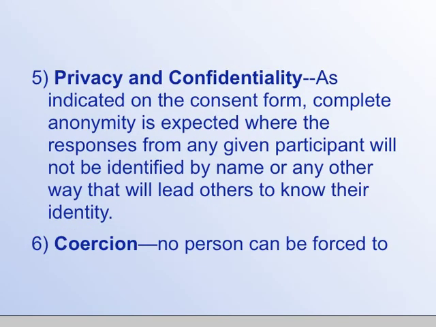Okay, privacy and confidentiality. The only people who are supposed to know the true names are the actual researchers. In all published information, it's absolutely not okay to publish anybody's name. I can't say that Joe Bob came into my experiment and this is what his results were, and they're so important because blah blah blah. No specific names can be identified in any way to let anyone know anyone's identity. Okay, coercion. No person can be forced to participate.